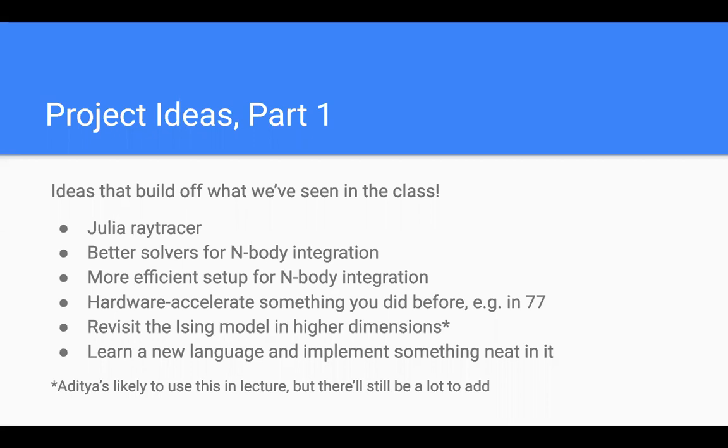Another thing you can do is take something that you've done before in coding. Like if you took Physics 77, take something that you really liked from that and make it faster, run it on Alad's server. You can revisit the Ising model in higher dimensions.